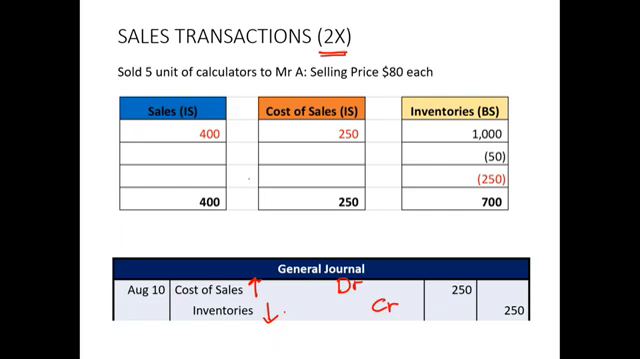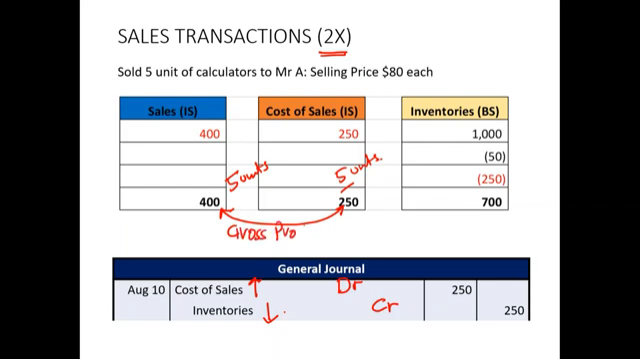What does it mean by gross? This is your sale 400. This is sales for 5 units. And this is also the cost for 5 units. Okay. If you report to your boss, for example, I sold 5 units, the revenue is 400, and the boss asks you, what about the cost? The cost is 250.